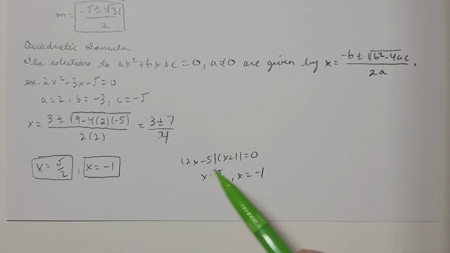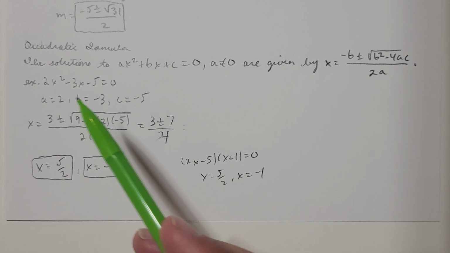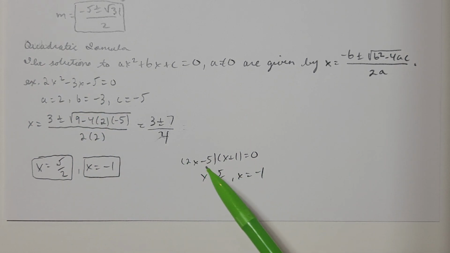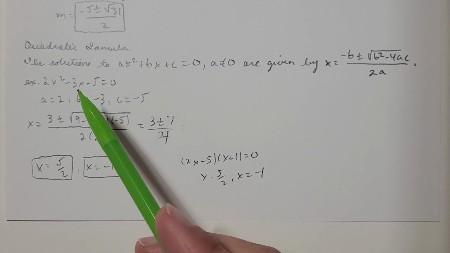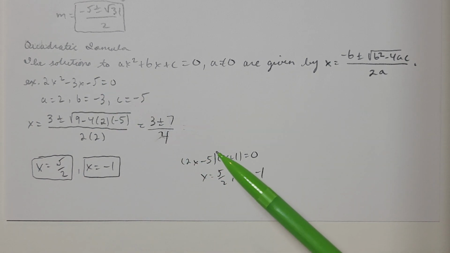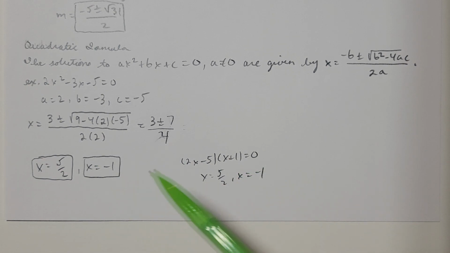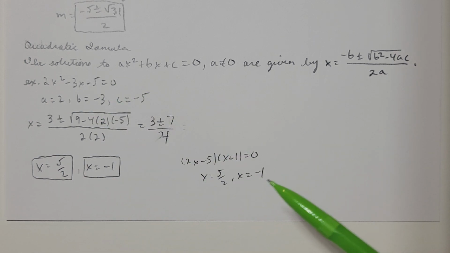So if I FOIL this back, I should get this line right here. 2x times x is 2x squared. 2x minus 5x is negative 3x in the middle. That was good. And then negative 5 times 1 is negative 5 at the end. That's good. Okay, so then 2x minus 5 equals 0. That means that x is 5 halves. x plus 1 equals 0 means that x is negative 1. All right, so this guy factored to begin with.